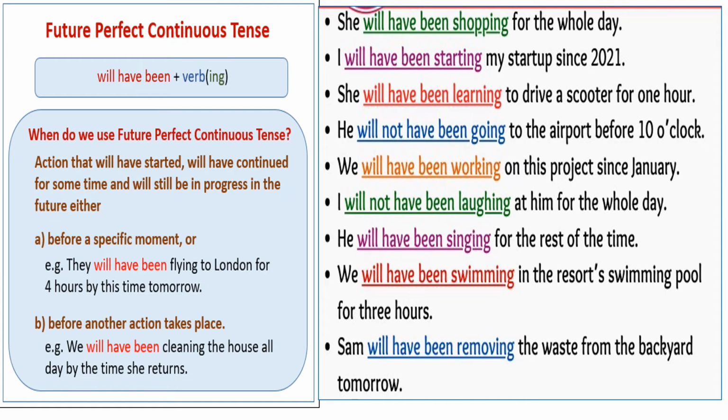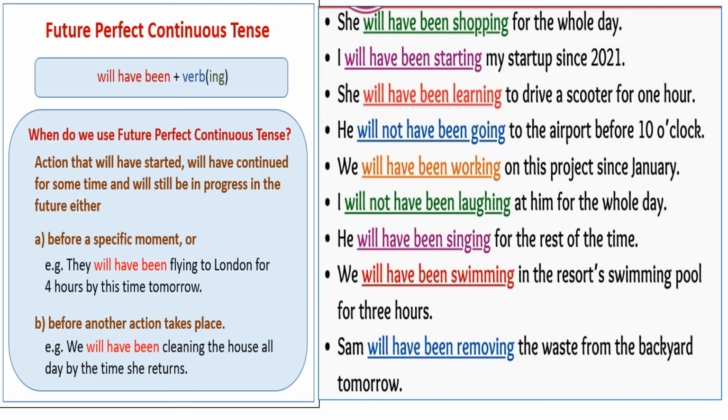Let's look at the last form of future tense, which is future perfect continuous tense. Children, please do not search for future perfect continuous tense in your reader. You will not find it. This is something that I'm teaching you all out of the reader. Alright? Now, when do we use future perfect continuous tense?